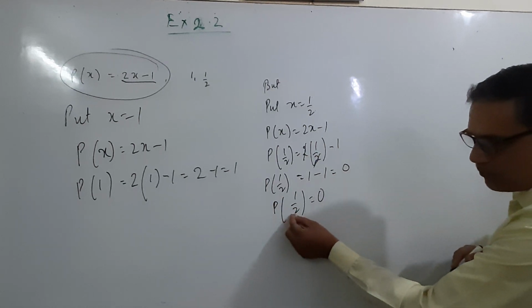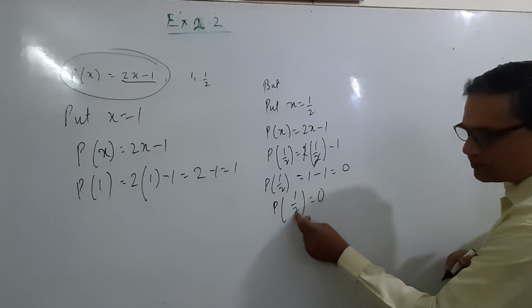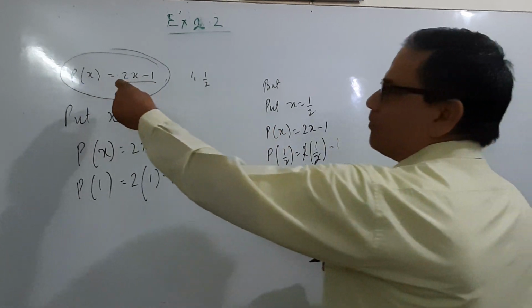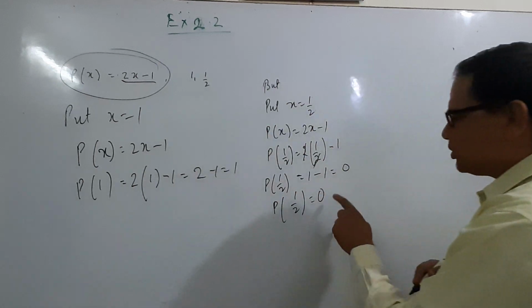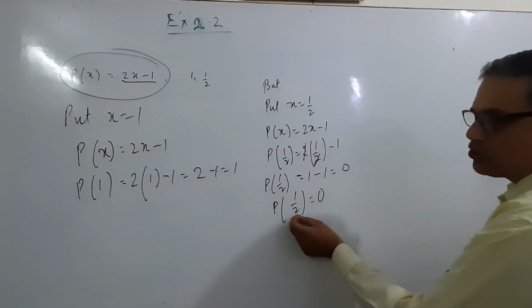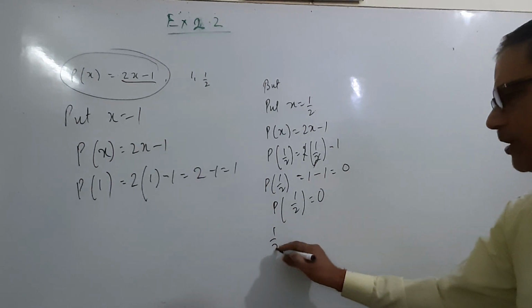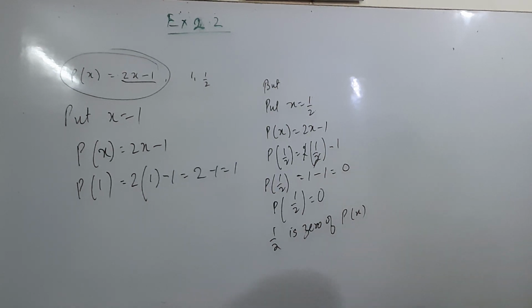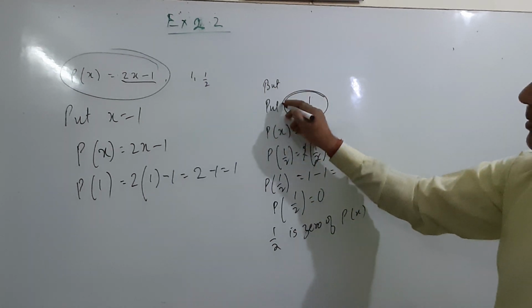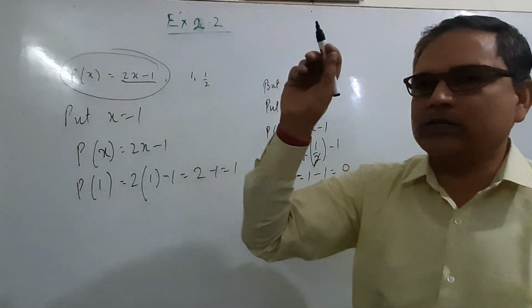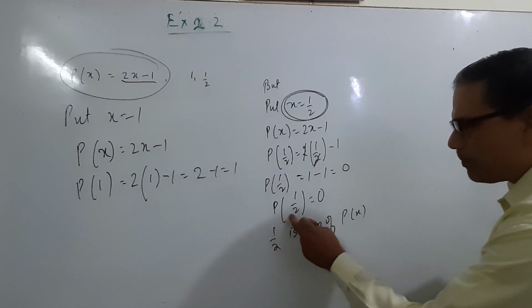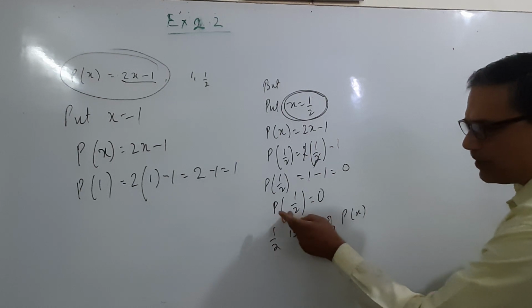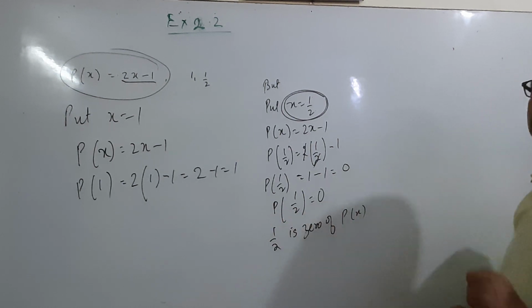Then we say that this 1 by 2 is the value of x which, when put in p(x), will be equal to 0. That means we can say 1 by 2 is the zero of this p(x). The value which I put in a given polynomial, if it is equal to 0, then that value is a zero. So p(1/2) equal to 0, then 1 by 2 is the zero of this polynomial.